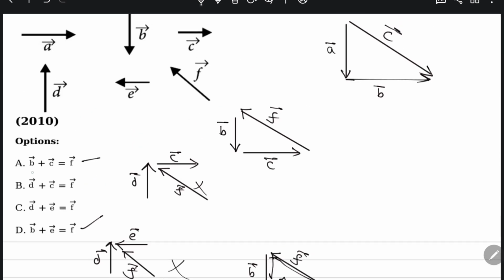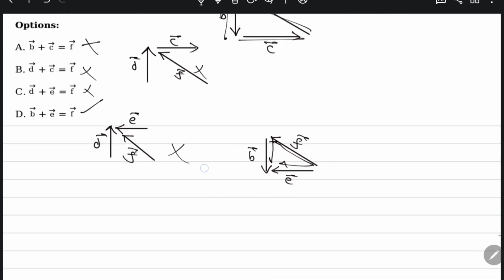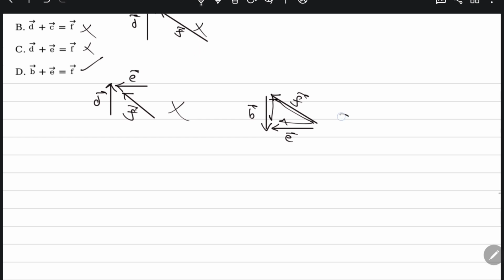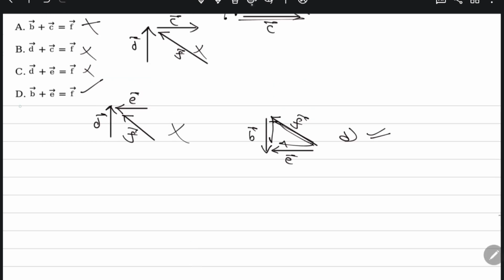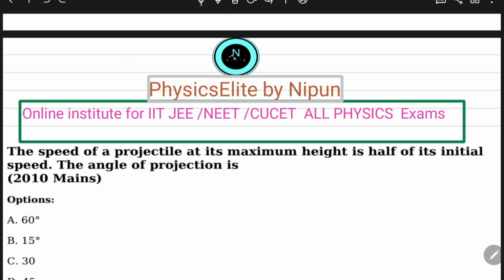And why is option A not correct? Look, they are in the same direction. The third vector is not in the opposite direction. But option D has this vector in the same direction, but E vector is in the opposite direction. So option D is correct. If they are also in the same direction, then this option is not correct. Right? So option D is the correct option. Getting my point? So our next question I started.